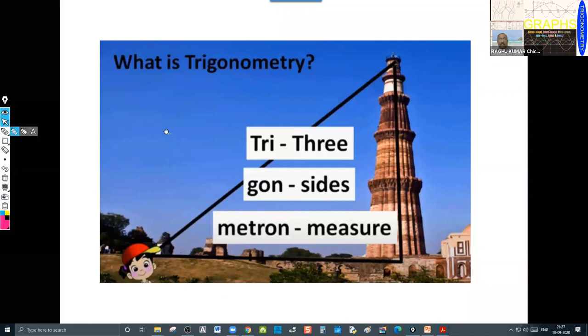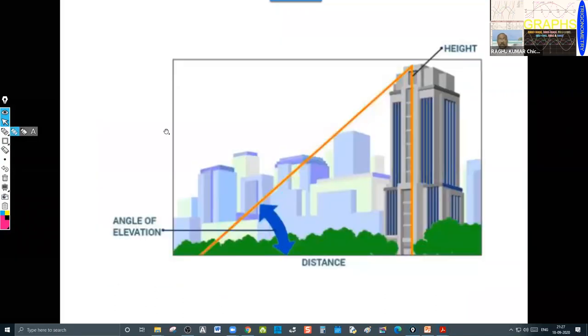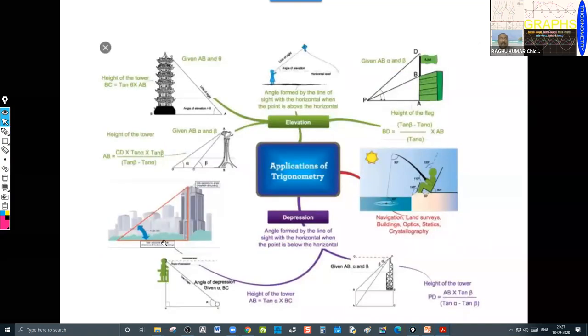That is why I am taking up the applications first. If you want to find the height of a particular building like this, and you know this distance, then using a goniometer you can find the angle of elevation. If you know this angle and this distance, you can find the height of the tower using trigonometry. It has many more applications like this.